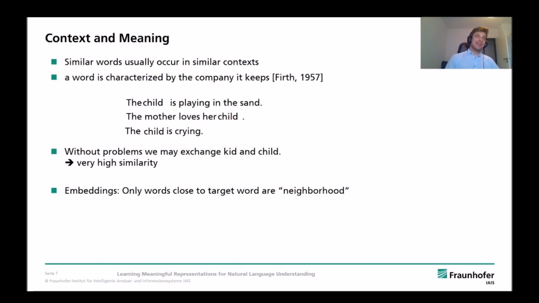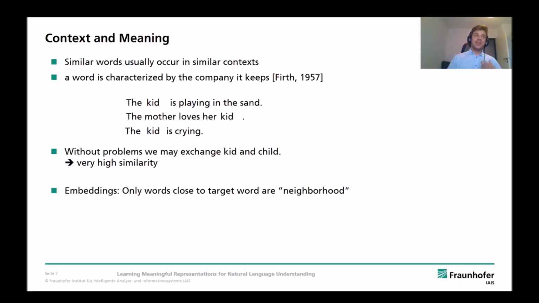Let's look at the toy example here. The child is playing in the sand, the mother lost her child, the child is crying. We could easily exchange the word child with the word kid in each of these sentences, and we would still have the same meaning. So that tells us that kid and child should have a very, very similar meaning, and if we create representations for both of those words, they should probably be very similar. So other than in bag of words or in TF-IDF representations, there should not be one component for kid and one for child, but kid and child should be represented fairly similar. And remember, now we're talking about word representations. So if we derive word representations, we want them to be close together.